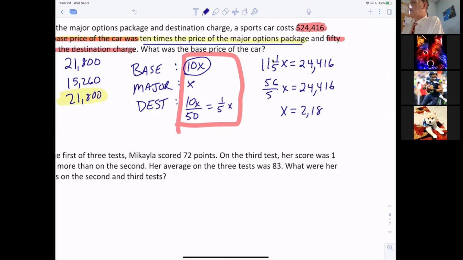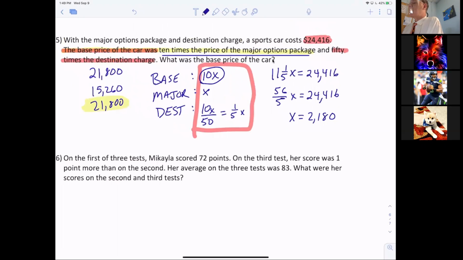You should say 2,180. That's what your calculator is for. Let the calculator do the work. Type in 24416 times 5 divided by 56 and tell me what that comes out to be. Hopefully it's 2,180. It is. Now the question is, though, that's not the answer.